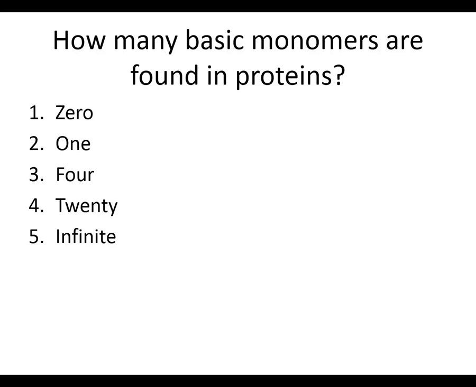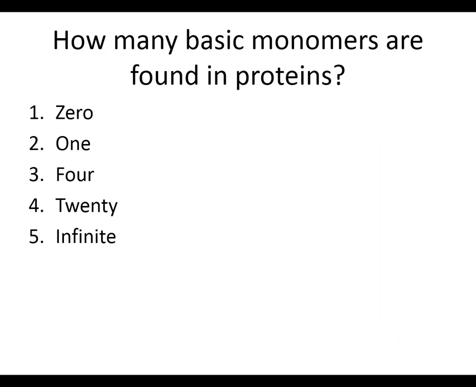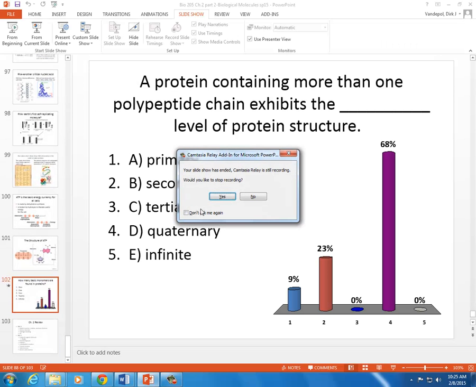All right. How many basic monomers are found in proteins? 20? What if I said how many basic monomers are found in DNA? 4 would be the answer, yeah? Okay. All right, well that's chapter 2.